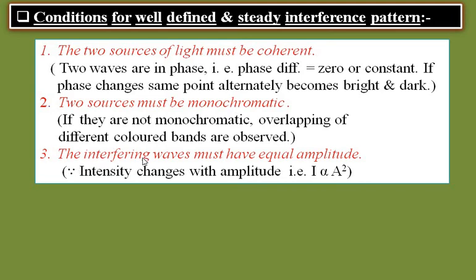The interfering waves must have equal amplitude. We have seen in the last lecture that I is directly proportional to A squared, that is, intensity is directly proportional to the square of amplitude. This means that intensity depends on amplitude. As amplitude increases, intensity also increases, and we observe the bright point on the screen. As amplitude decreases, intensity also decreases, and we observe the dark point on the screen.